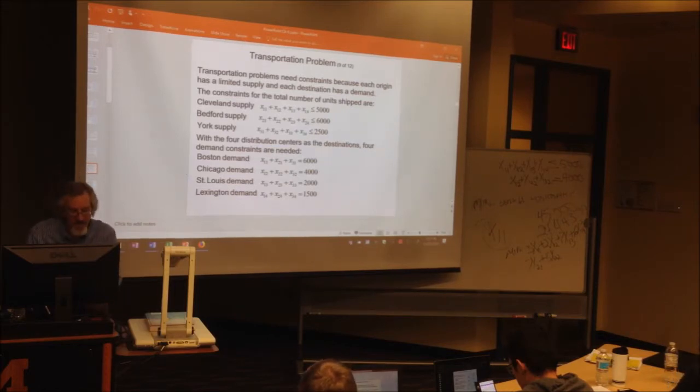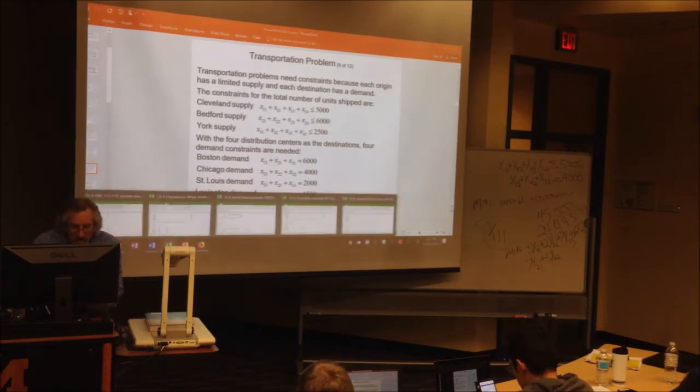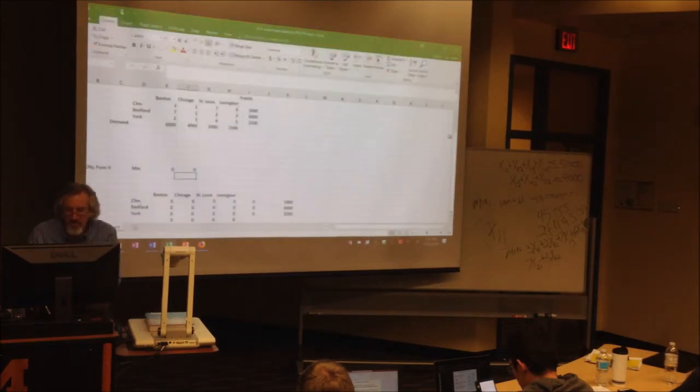Now we plug it in. Hang on, I made this. Where is it here? This is transportation. Here it is.